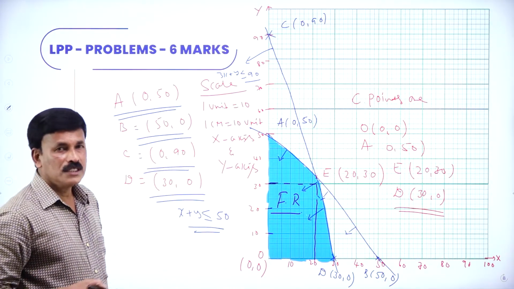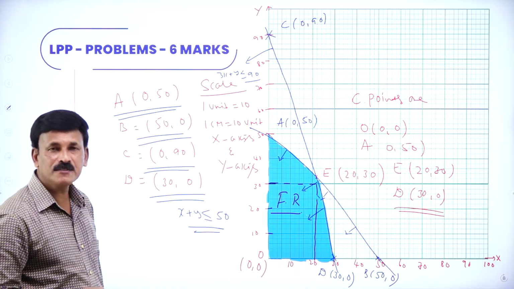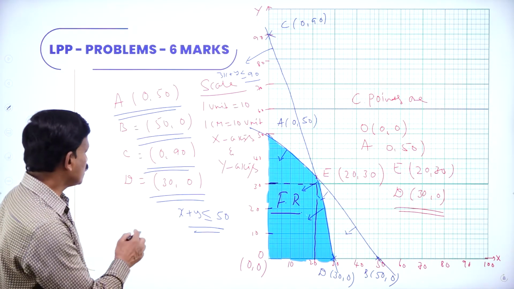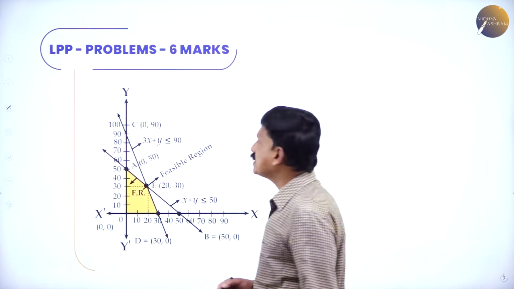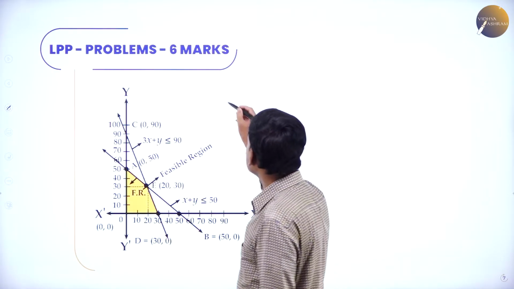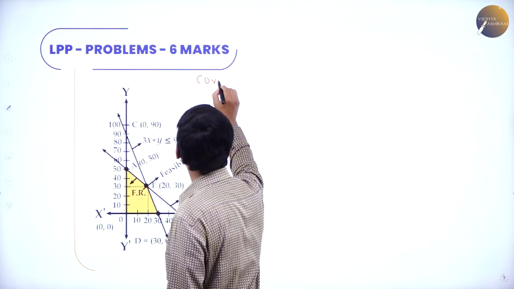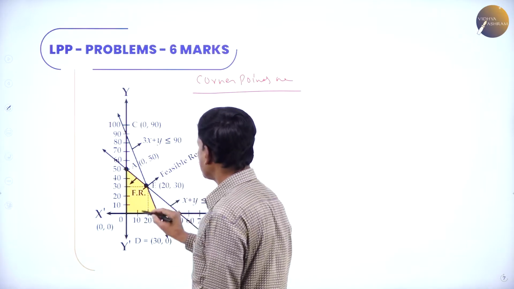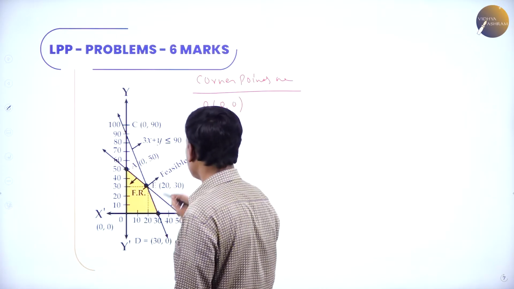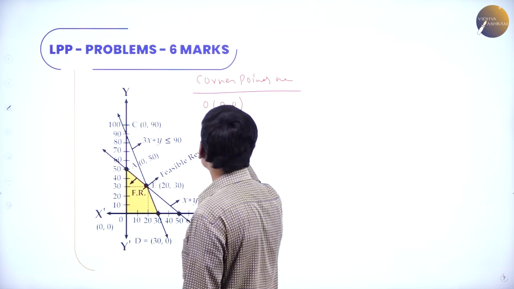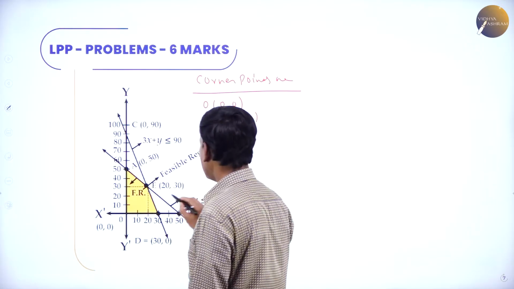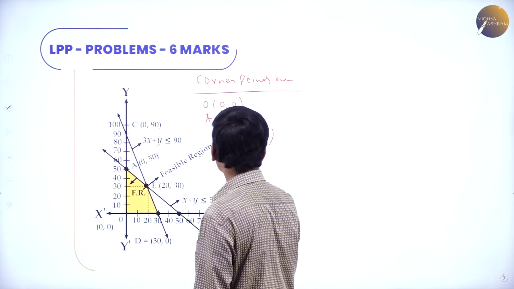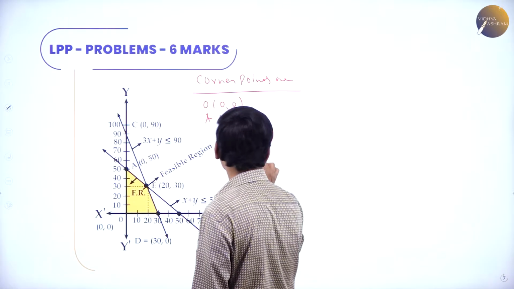Okay. Now I will show this graph again in the sketch. Usually the feasible region is like that. Now you got an idea. Now the graph is like this. See, this is the exact graph. So what are the corner points? The corner points are O (0, 0), A (0, 50), E (20, 30), and D (30, 0).